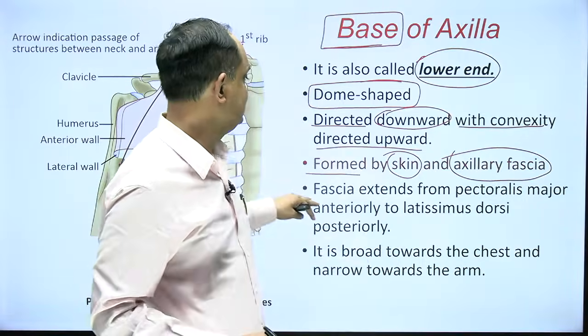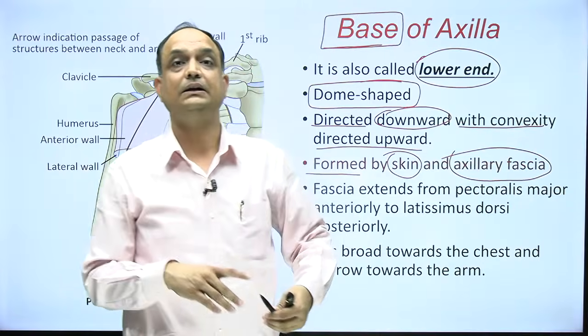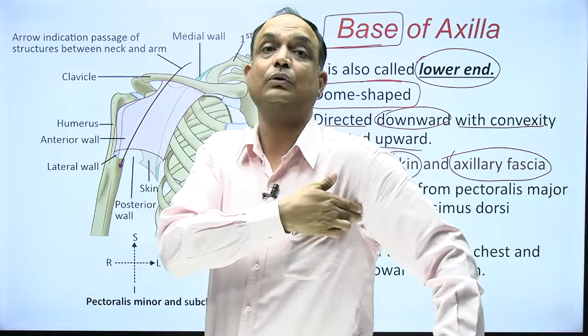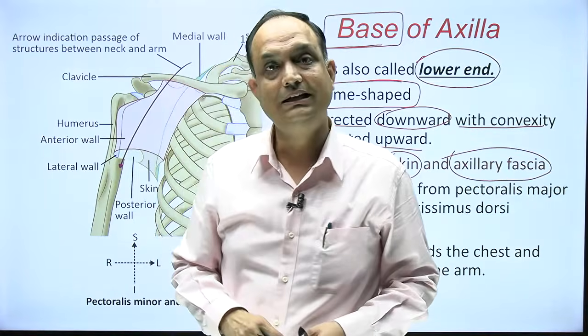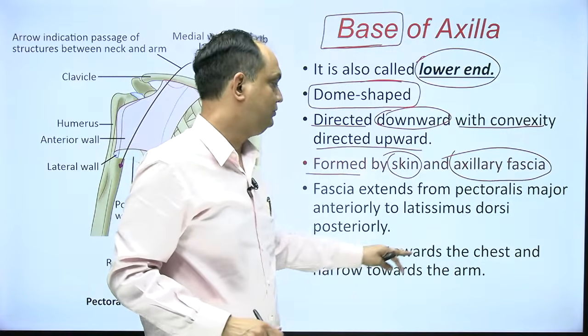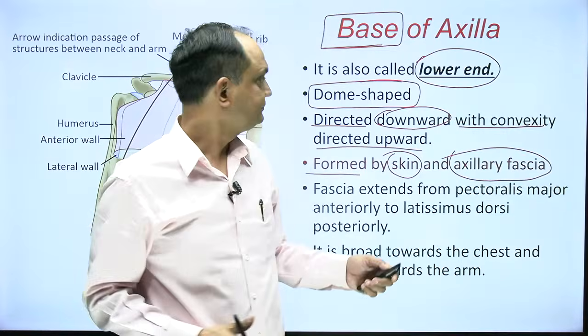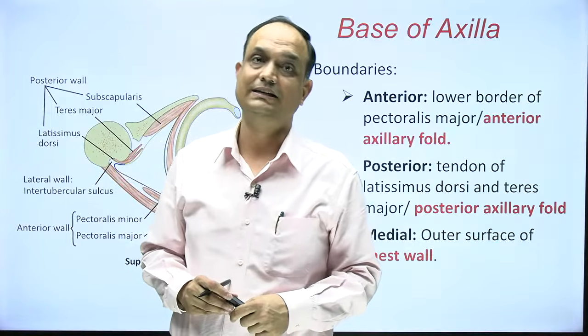So this fascia, or you can say the axillary fascia, is nothing but an extension of the pectoral fascia from the anterior axillary wall to the posterior axillary wall. Now it is broad towards the chest and narrow towards the arm. Clear? Now what are the boundaries of the base of axilla?